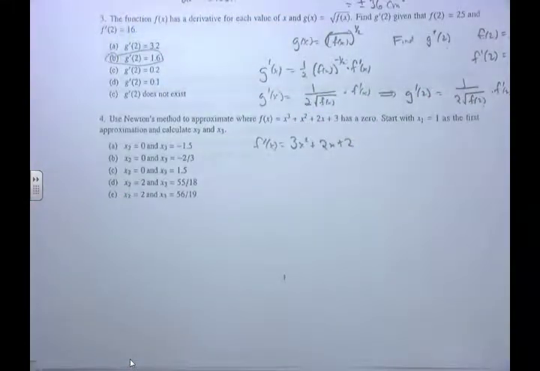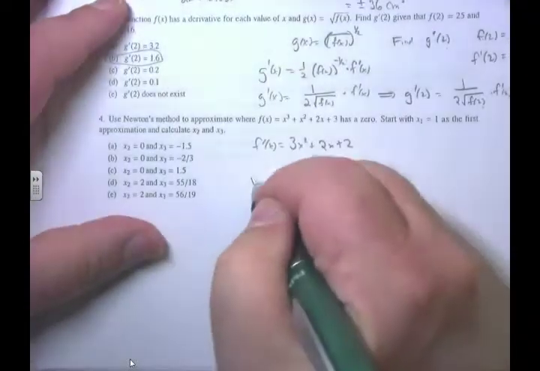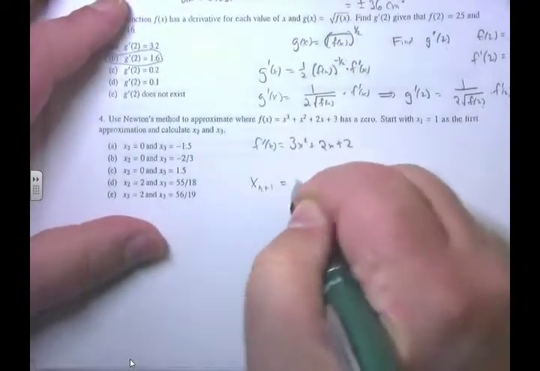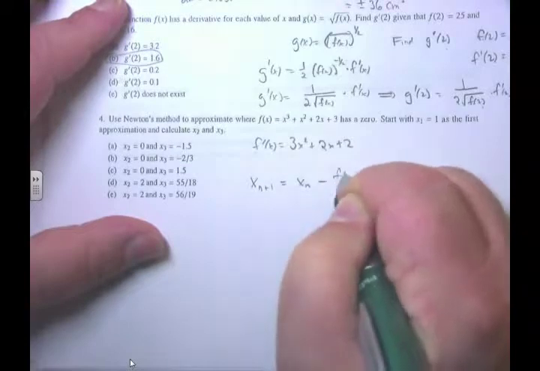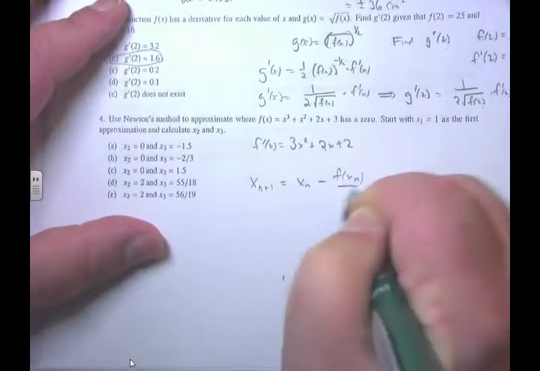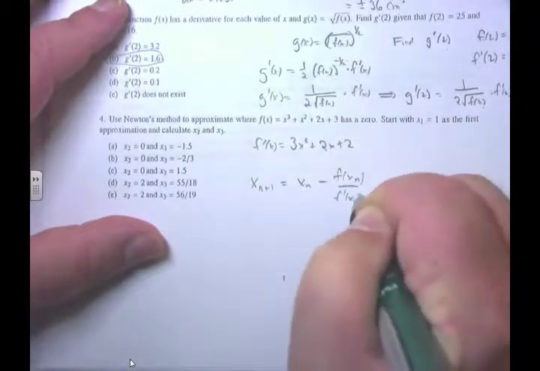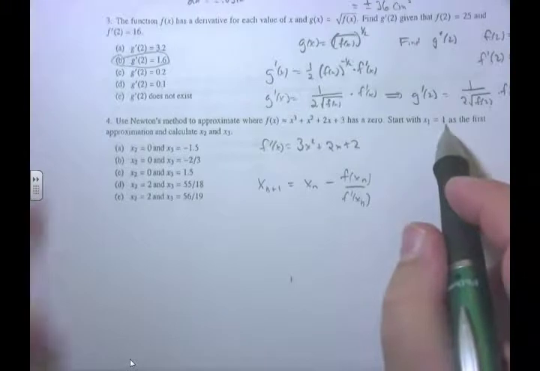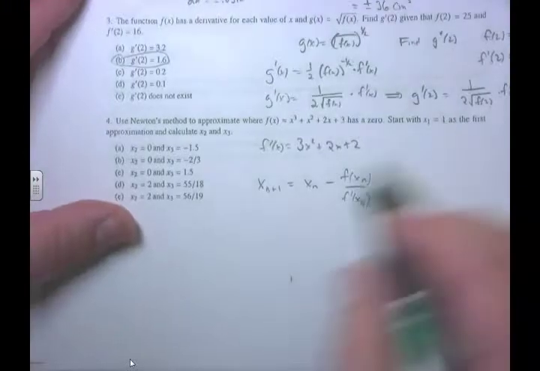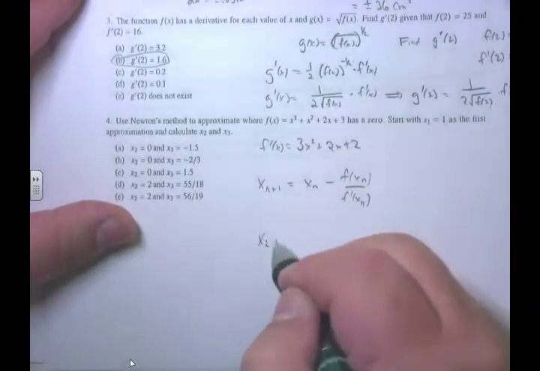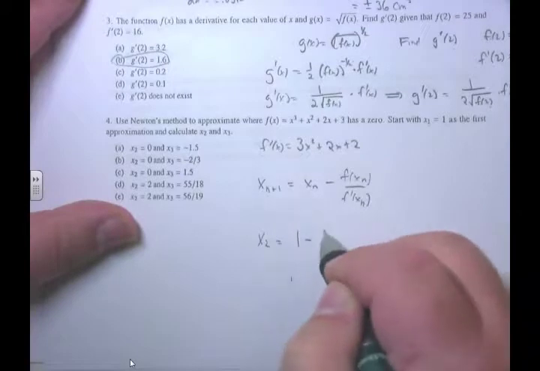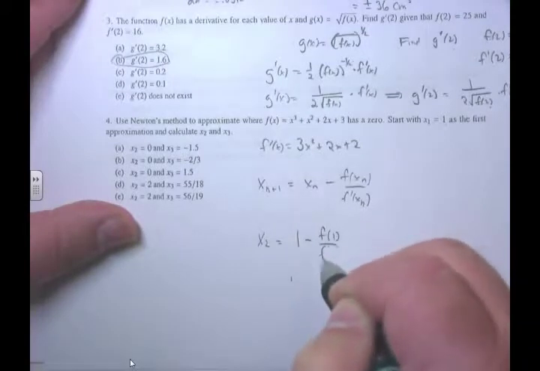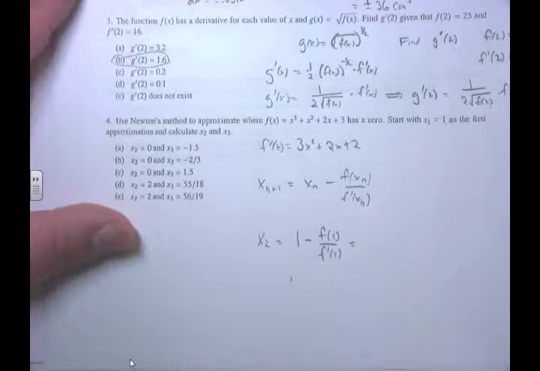All right? And the most important thing about Newton's method is, what's my formula? x_{n+1} is equal to x_n minus f of x_n divided by f prime of x_n. You with me? What is my first x? What is my x1 going to be? 1. To get the next iteration, which will be x2, you plug in 1. It'll be 1 minus f of 1 over f prime of 1.